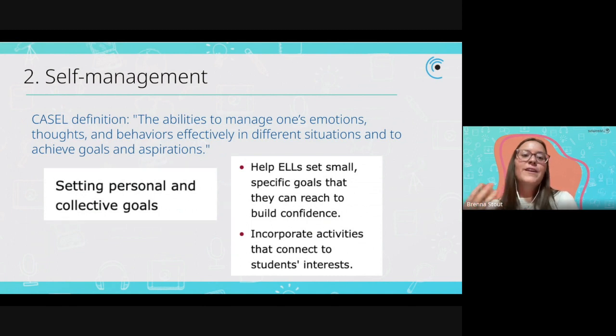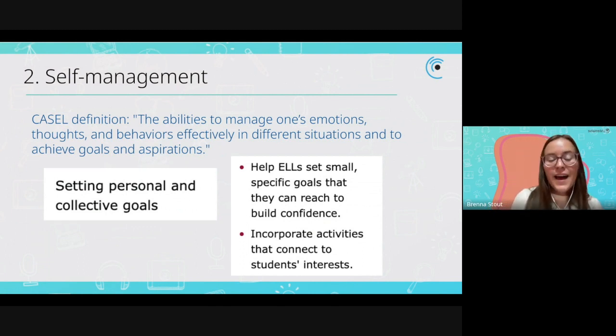Once you have self-awareness, then you can start to manage that. Once they're able to manage that, so setting personal and collective goals. So helping our English language learners start really small and feel like they can reach the goals, and also tapping into their interests.